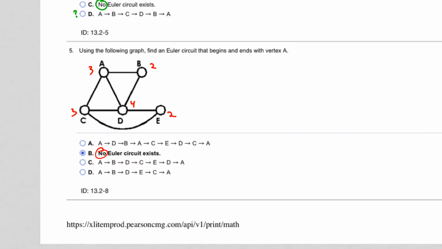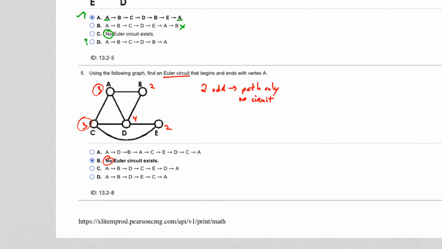Okay? So we have 2 odd. So remember, 2 odd means we only have a path, not a circuit. So if it would have asked us to do a path, we could have accomplished a path. But because it's asking specifically for a circuit, there are no circuits here. You have to finish in a different spot than where you started. All right, so let's continue here.